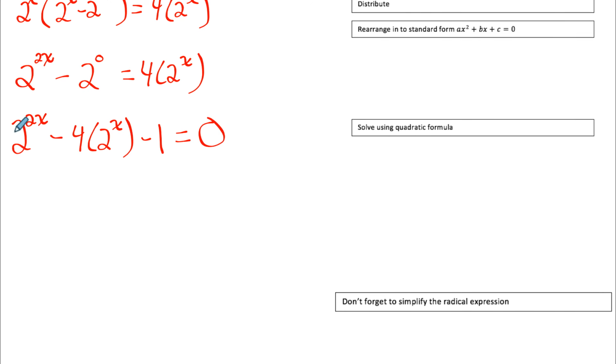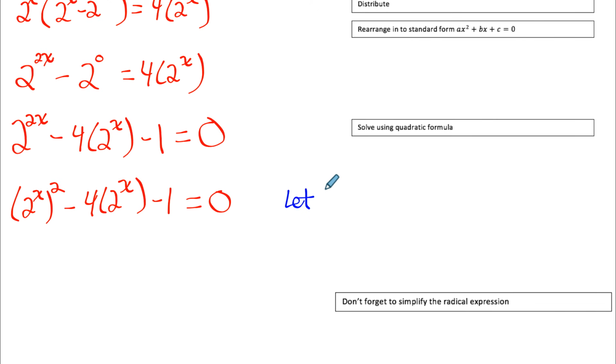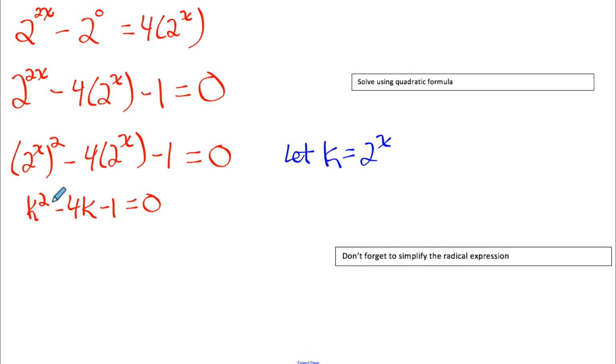And it may help if I rewrite this 2 to the 2x as 2 to the x squared. So I have 2 to the x squared minus 4 times 2 to the x minus 1 equals 0. If I use a let statement, let's say let k equal 2 to the x, that'll probably make it obvious to you that we have a hidden quadratic. So replace all the 2 to the x's with a k, and I would have k squared minus 4k minus 1 equals 0.